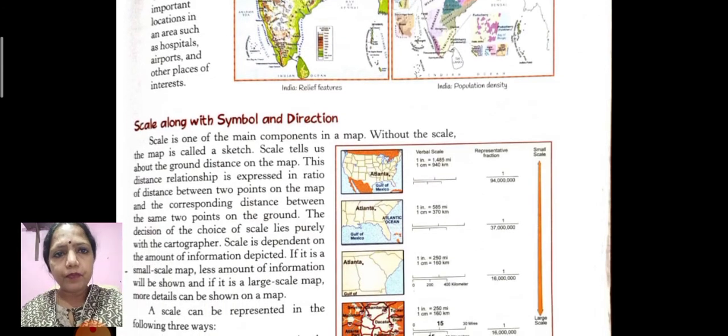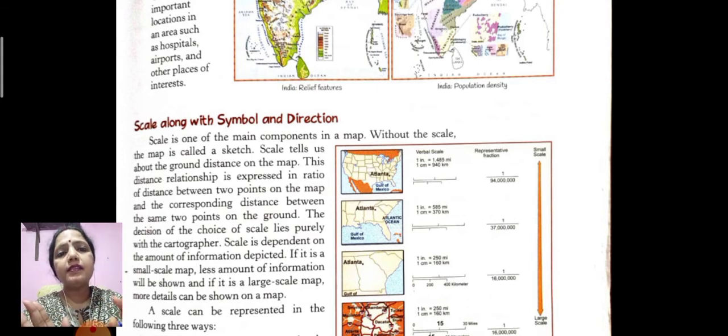And now scale along with symbols and directions. In the map the use of scale is a very important thing. Scale is one of the main components in a map. Without the scale the map is called a sketch. So children, listen and try to understand. Without the scale the map is called a sketch, not a map.